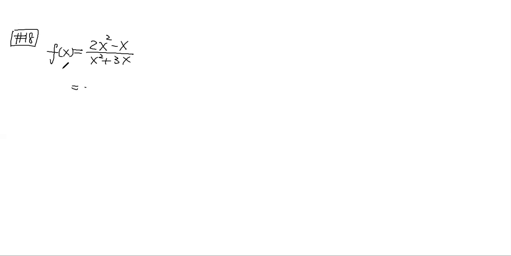So the first thing here, before we do anything, let's try to simplify it a little bit. So this one here, I take the x out, so this is x times 2x minus 1. And this one, I take the x out here, so this is x times x squared plus 3 is here. Okay, so now let's do a brief review.